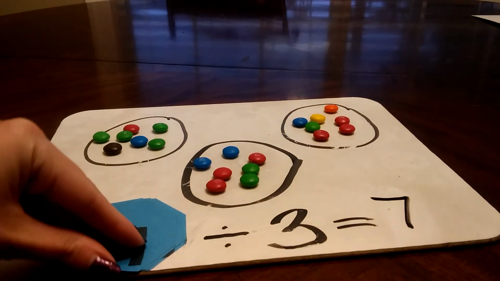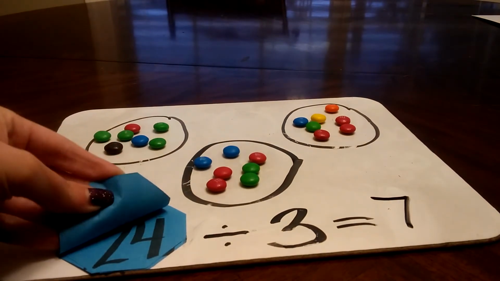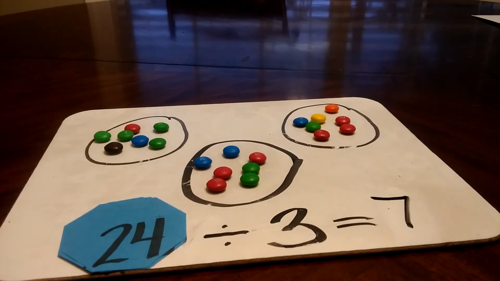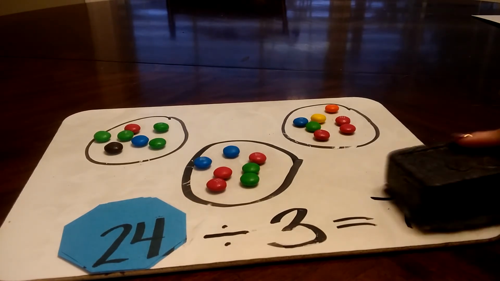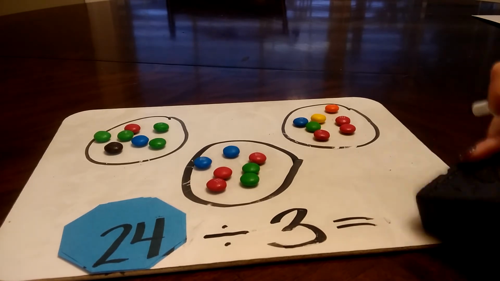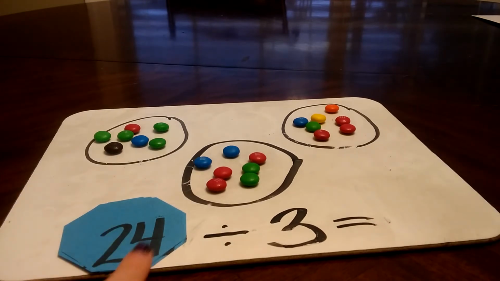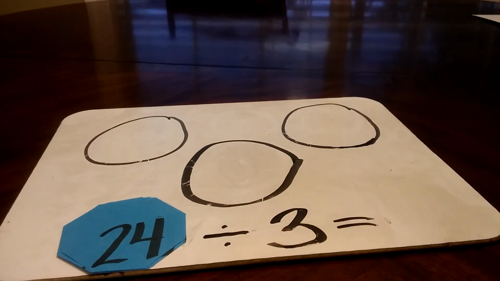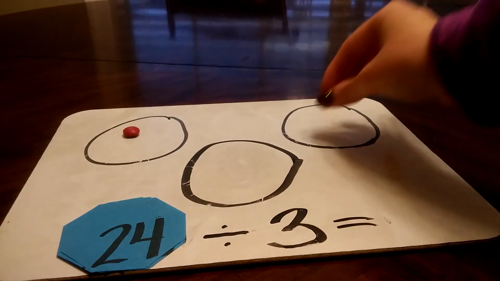Okay, I'm going to go ahead and pull this one so I can remember which one I'm doing next time. This feels like more than one. Oh, it is, but it's just a blank. Okay, so this time we're going to be doing 24 divided by 3, all right? Now we're going to take 24 M&Ms and put them into 3 equal groups.